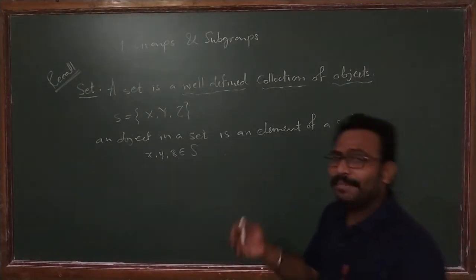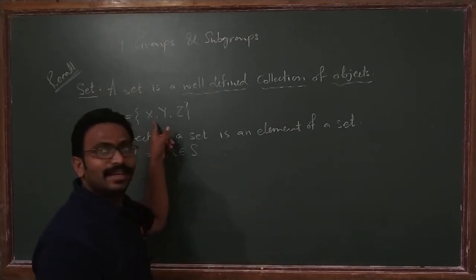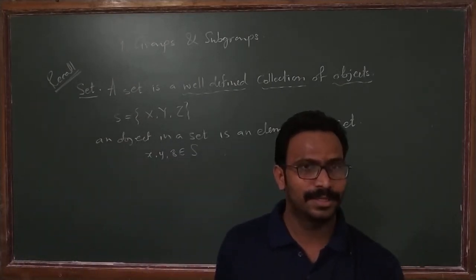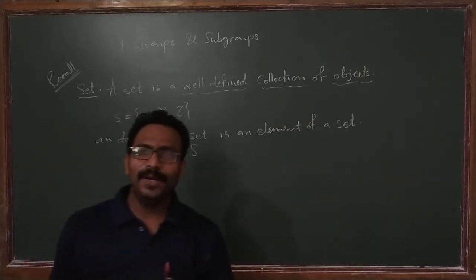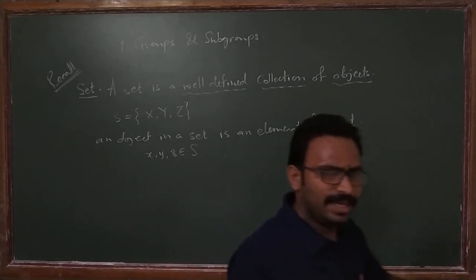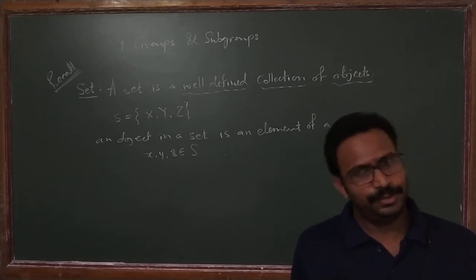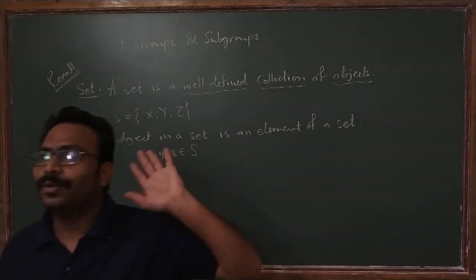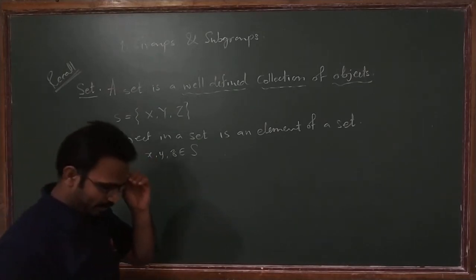So what is meant by well-definedness? There should not be any ambiguity. That means the object definitely belongs to S or definitely does not belong to S. There should not be any confusion whether it belongs to the set or not. So it should be a clear thing, it has to be either in the set or not be there. So a set is a well-defined collection of objects.